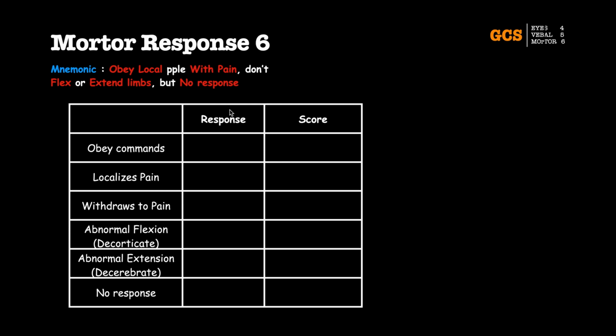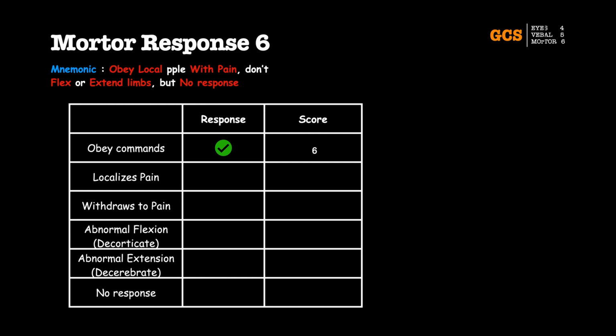And so if you talk to the patient and the patient responds to you spontaneously or obeys whatever you ask him to do, for example, can you please raise your legs, then the patient raises the leg. It tells you the patient has obeyed your command, and so you score the patient 6.